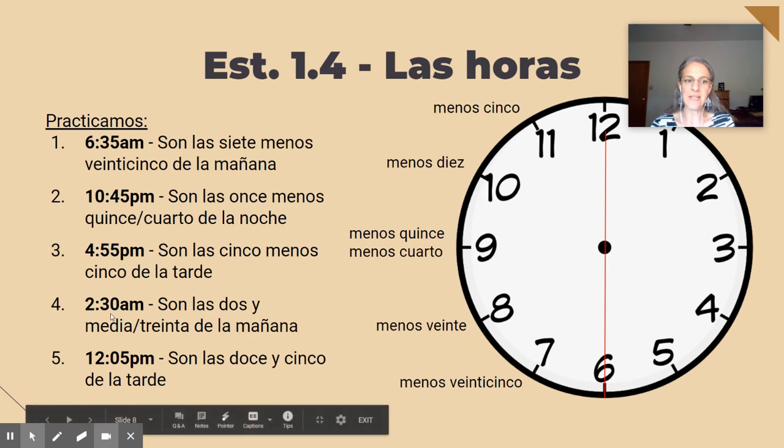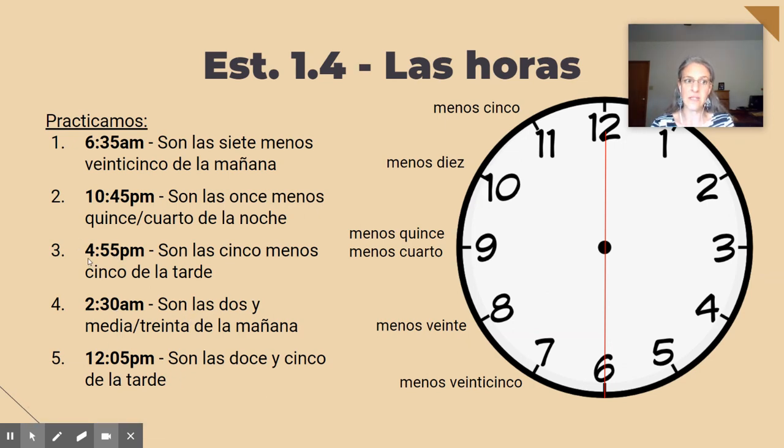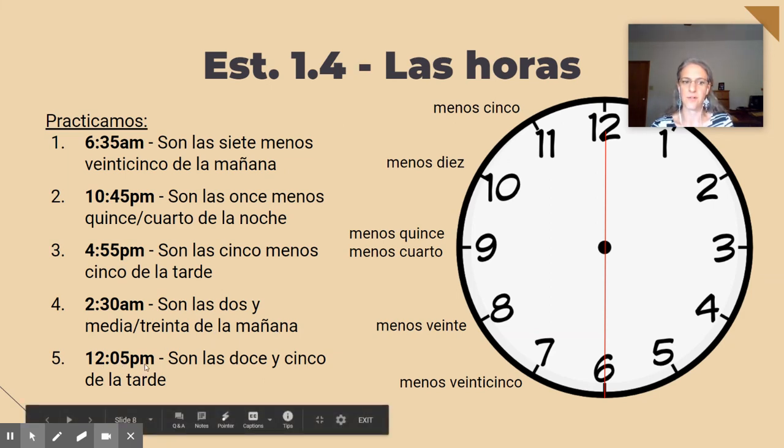And now back to the E side. So notice with the menos side, here we are talking about the next hour. We see the 4 o'clock hour, but because it's a menos side for minutes, we talk about the next hour, son las 5. But when we're on the E side of the clock with minutes, we talk about the hour we see. So we would say son las 2:30 or son las 2:30 de la mañana. And to say 12:05 in the afternoon, son las 12:05 de la tarde.